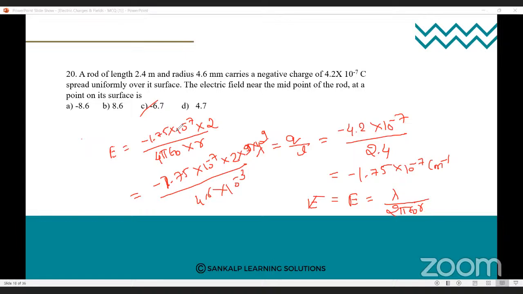10 to the power of plus 5. 6.8 or 6.7, whatever it is, the power will be 10 to the power of 5, students. So minus 6.7 into 10 to the power of 5 Newton per Coulomb. Yes, everyone, anyone who did not understand any step can ask.